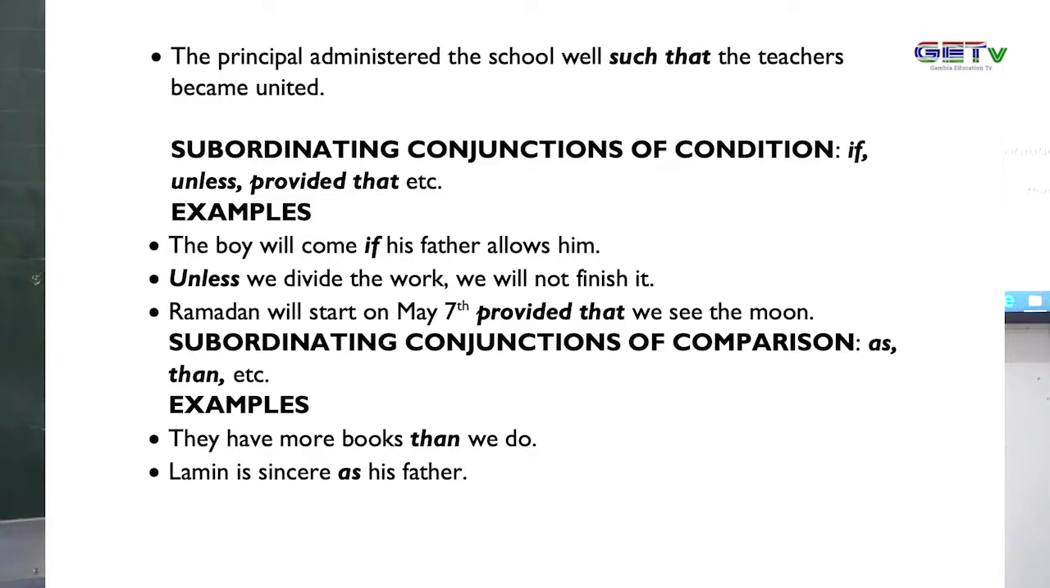Examples: we have "as", "than", etc. Example 1: They have more books than we do. So when you look at this example, the "than" is acting as a conjunction connecting the two statements there. Number 2: Lamin is sincere as his father. So here, "as" is also acting as a conjunction connecting the sincerity of Lamin to that of his father.